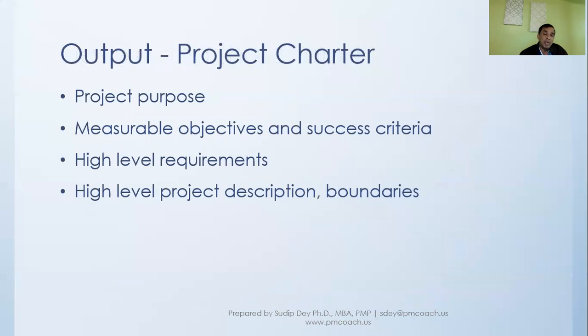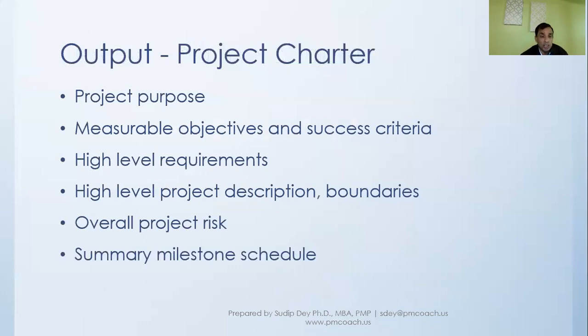And there will be boundaries in terms of what is required and what is not required. If they have specified, hey, I said this, but we also have to be clear that we are not looking at this particular thing in this project, they might put a boundary on the scope. And for overall project risk, you would try to understand what the project risk is, and a summary milestone.